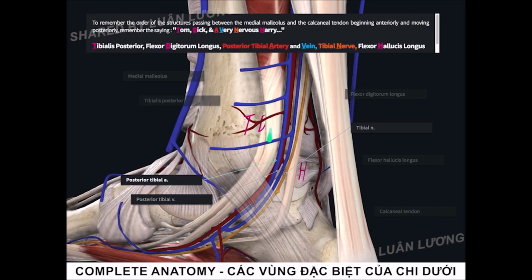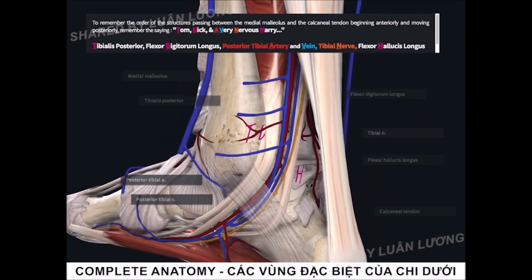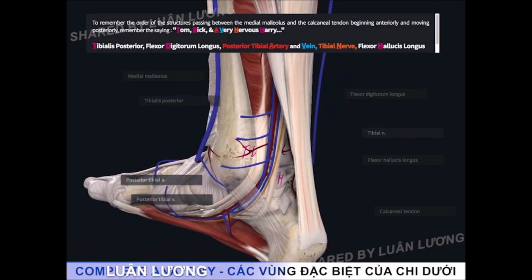The posterior tibial artery will be sandwiched by the two deep paralleling posterior tibial veins. So the artery and the veins are going to be located more anterior or closer to the medial malleolus than the tibial nerve. The tibial nerve is going to run by itself and then split into the medial and lateral plantar nerves. So remember that the arteries and the veins are going to have posterior tibial in their name, whereas the nerve is simply the tibial nerve. So Tom, Dick, and a very nervous Harry are going to be all of the structures, again passing between the medial malleolus and the calcaneal tendon on the medial aspect of our foot.